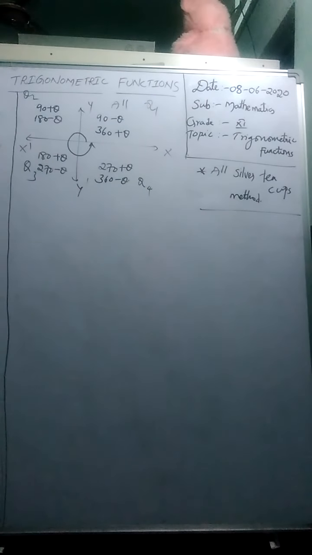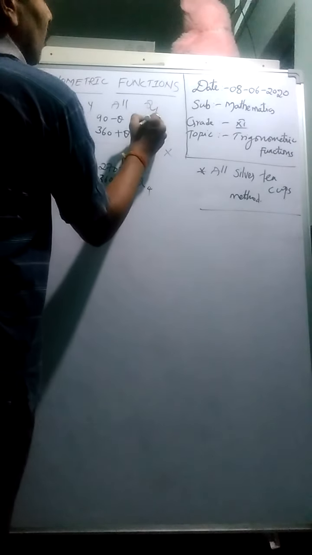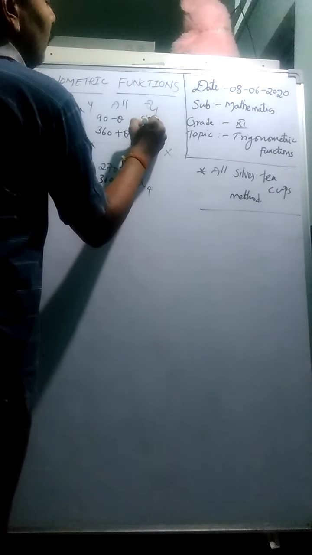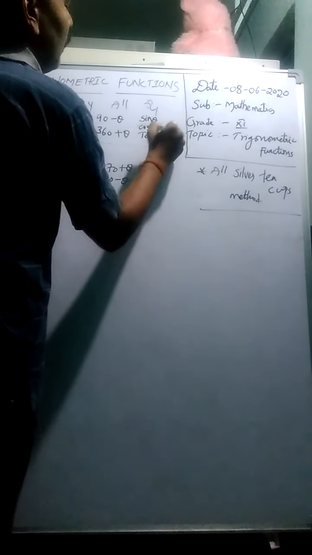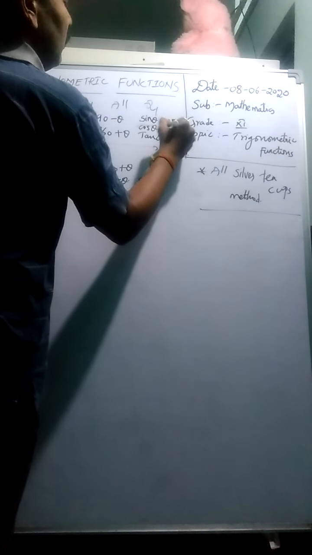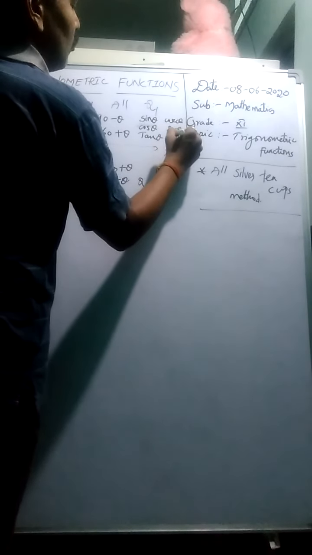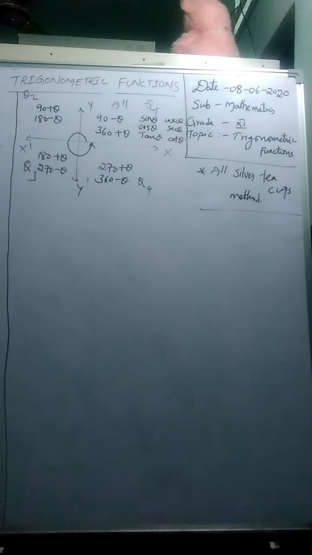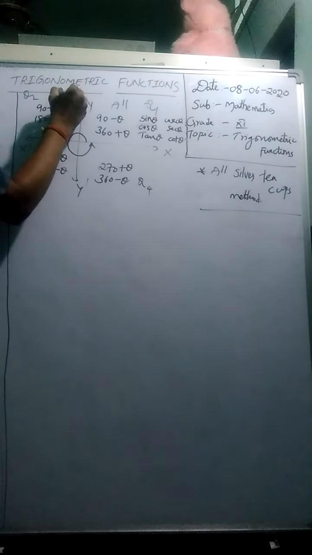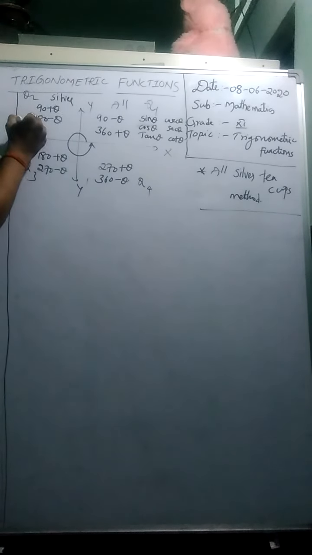As we know, in the first quadrant all trigonometric ratios are positive, which are sine, cos, tan, and its reciprocals cosecant, secant, cot. All six trigonometric ratios are positive. That is why we represent it as All. And here sine and cosecant are positive. That is why we call it Silver.